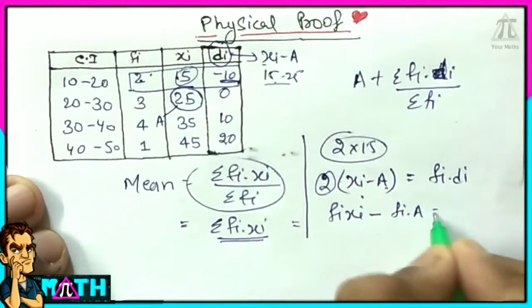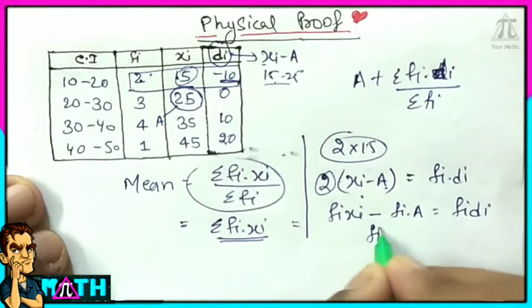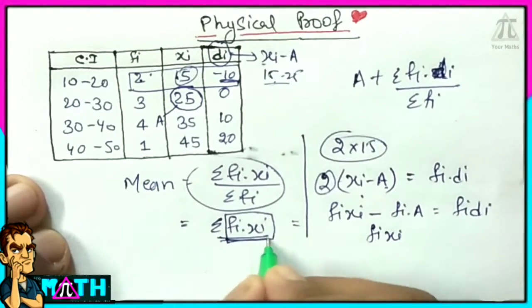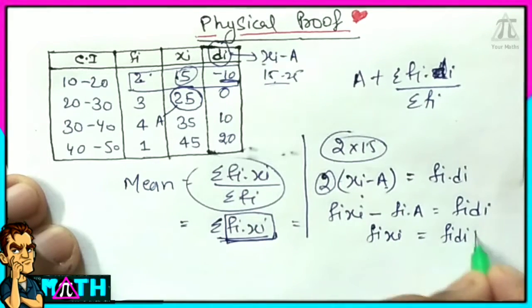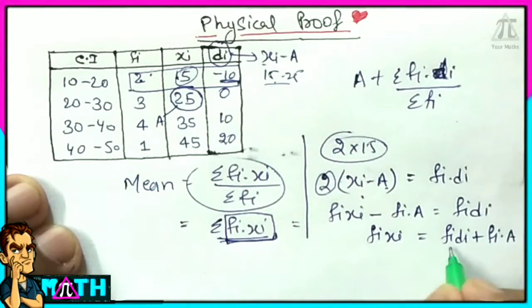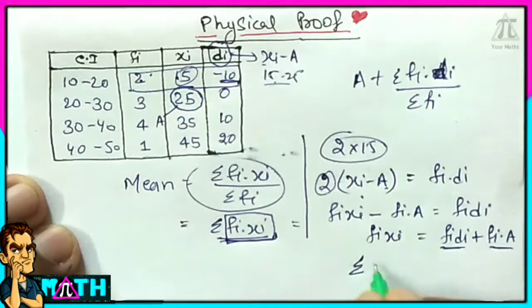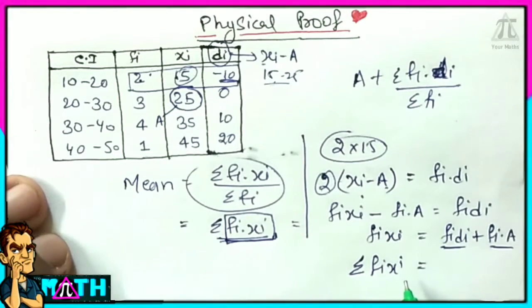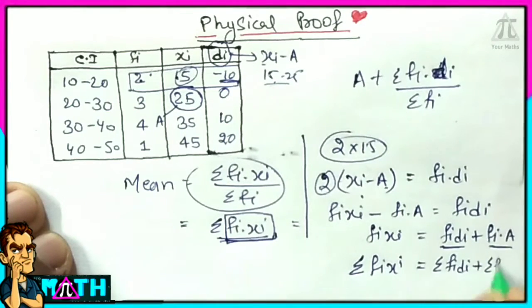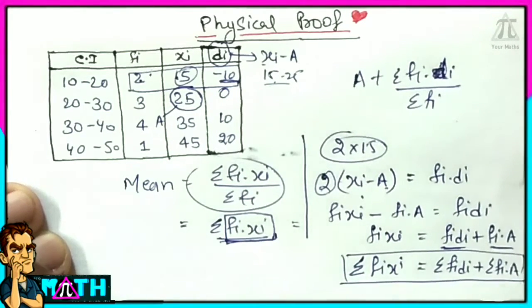Now open it, you get fi into xi minus fi into a is equal to fi into di, and for calculating the mean you need fi into xi. So fi into xi from here is fi into di plus fi into a, and this fi into xi is valid for all observations, but we need to sum it. So summation of fi into xi is what? Summation of fi into di plus summation of fi into a, and that's the expression we need.